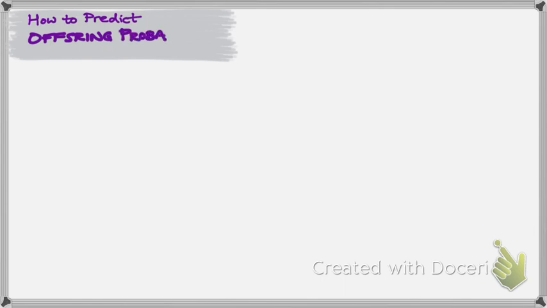Hi folks, in this video we're going to go quickly through how to predict the probabilities of different offspring from a cross. So we're going to start with a cross, or a mating. This is going to be two individuals having offspring, kids. In this case, I had to choose something, so I'm going to choose a couple of parents involving fur type.